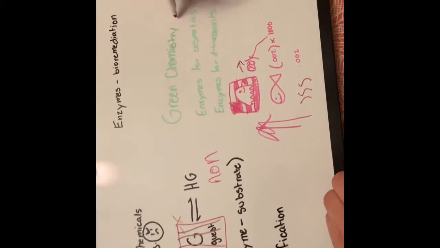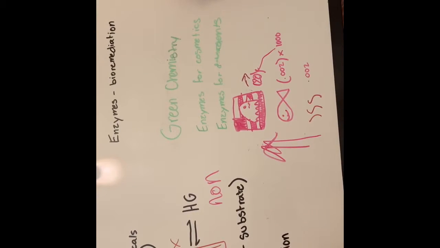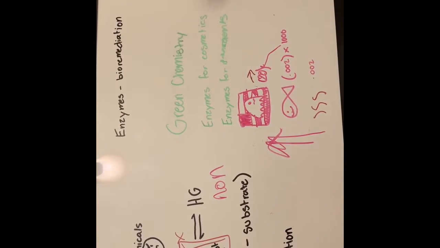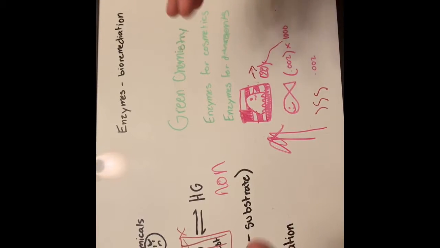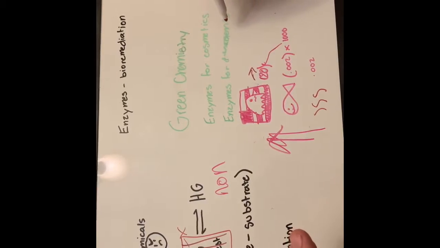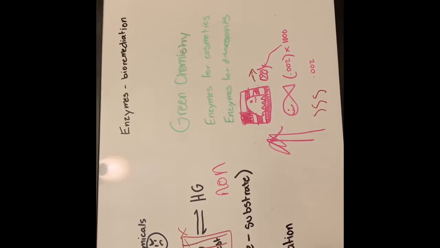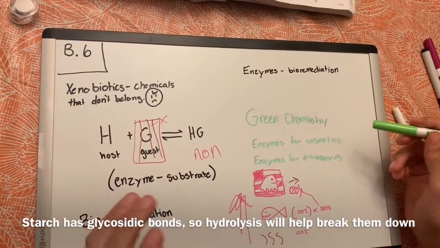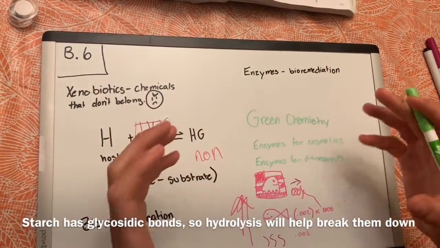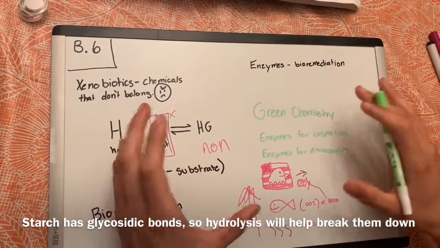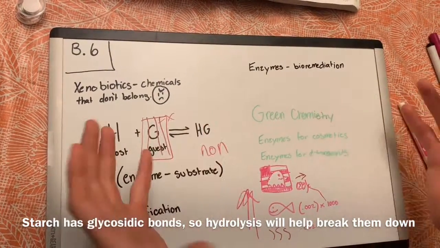And then we have green chemistry, which is helping the environment through different ways. So like we have enzymes for cosmetics, and it'll decrease the temperature we need, and we don't need to use sulfuric acid, or enzymes for detergents, which increases the efficiency at lower temperatures. And then for biodegradable substances, we have things like starch, which will easily break down in the environment, and then they can be further broken down into carbon dioxide and water, which is why they're called biodegradable.